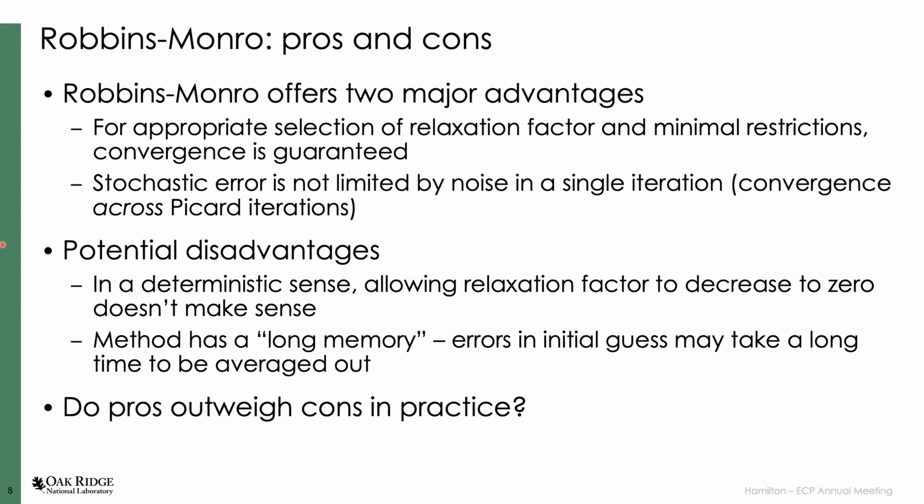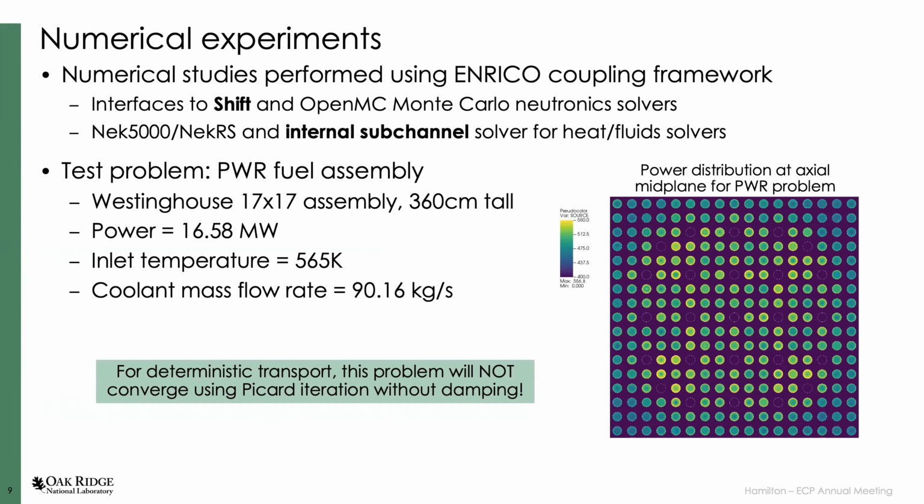The disadvantage is just this general feel that having the relaxation factor go to 0 doesn't feel right in a deterministic sense. So the method has a long memory. If your nonlinear solution process has some errors from an initial guess, it may take a long time for those errors to be averaged out. And so we just want to do a pretty quick and dirty study to see, does this make sense for the types of problems that XSMR is interested in?